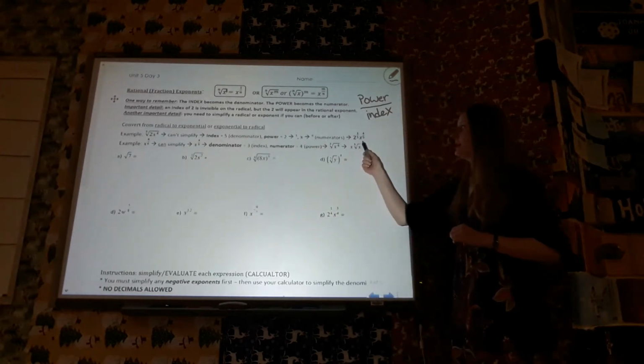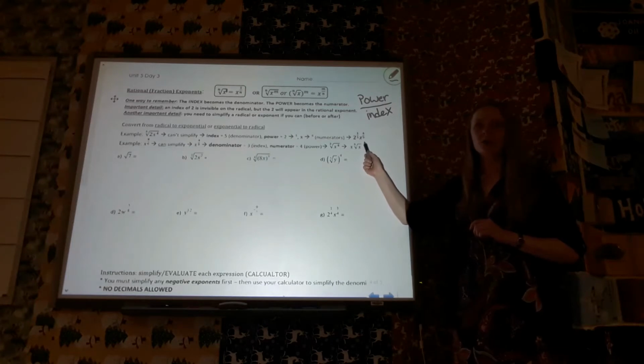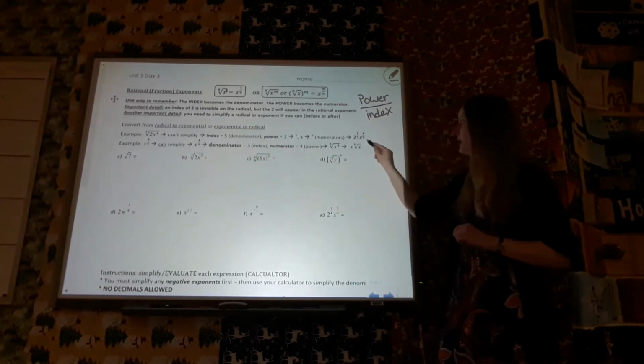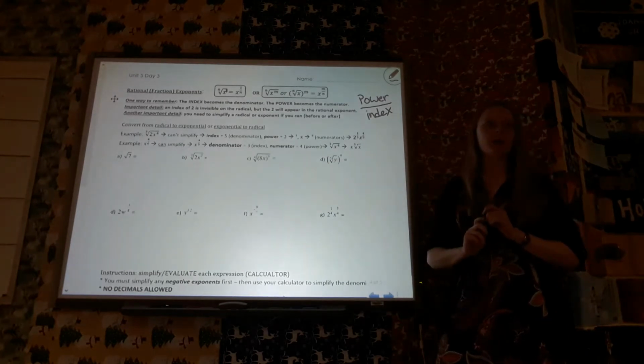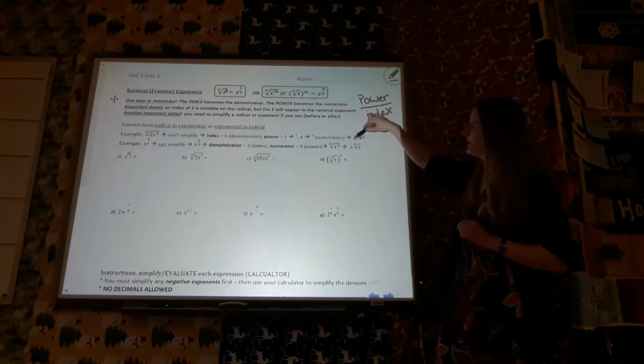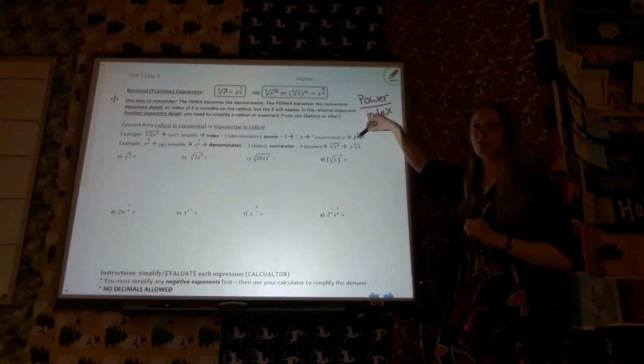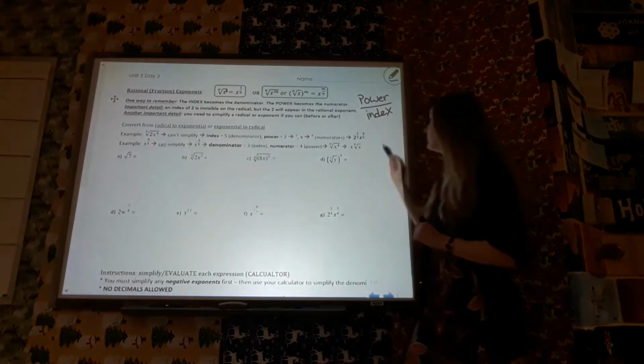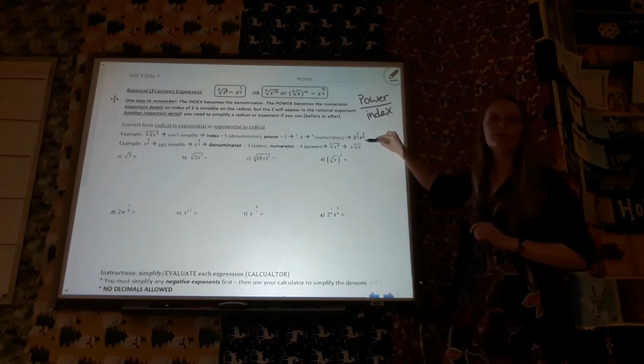So when I turn it into the rational expression, I'm going to write each of those pieces, the 2 and the x, and I give them each their own little exponent. So remember, it's power over index. The power of 2 was a 1, and the index was 5, so 1/5. The power for the x was a 4, and the index was a 5, so it would be x to the 4/5.